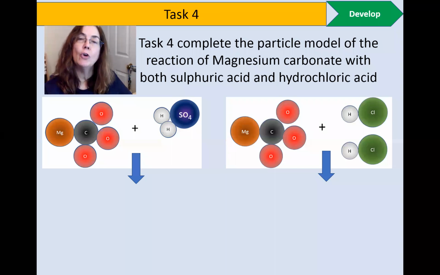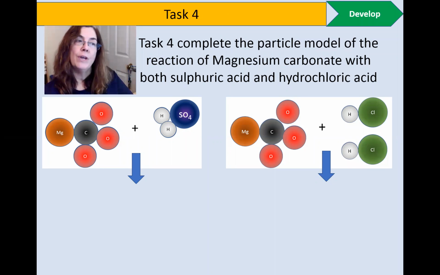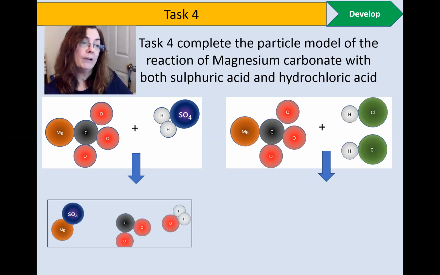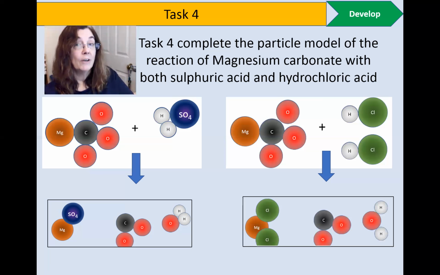Okay, so let's see if you got it right. So with magnesium carbonate and sulfuric acid, you would have got magnesium sulfate, carbon dioxide and water. Do your particle diagrams look like that? If not, then use your green pen and correct them. Then magnesium carbonate with hydrochloric acid, we've got magnesium chloride, carbon dioxide and water. Again, check that you have those particle diagrams.